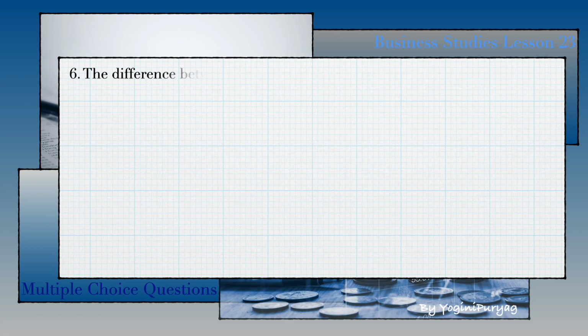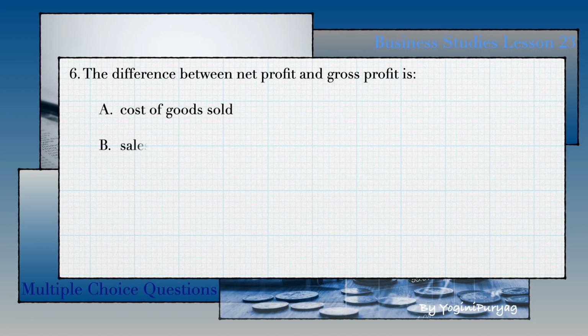The difference between net profit and gross profit is cost of goods sold, sales revenue, overhead expenses, labor costs.